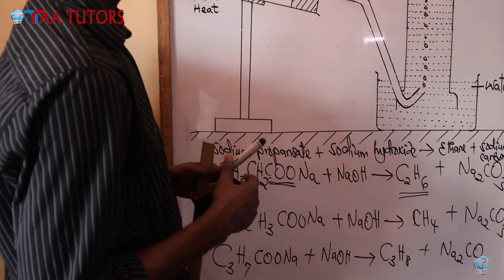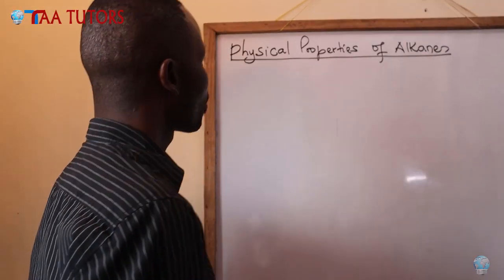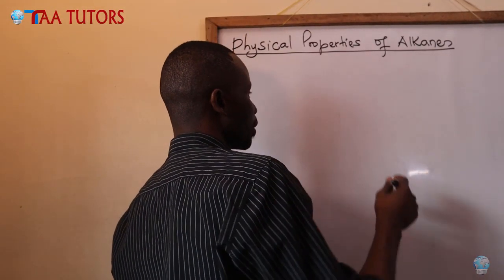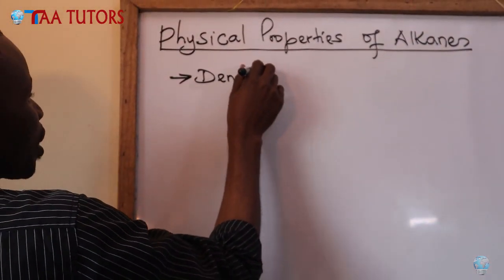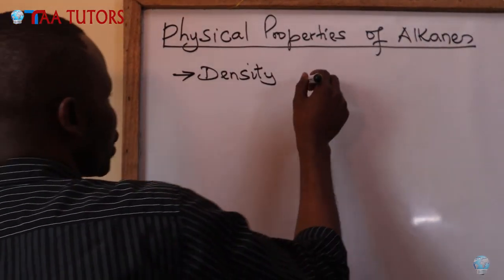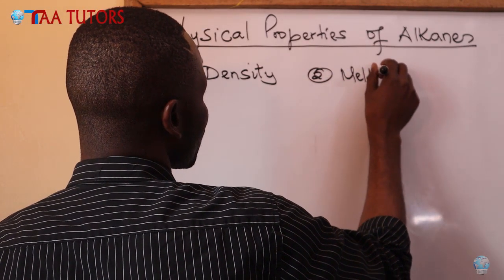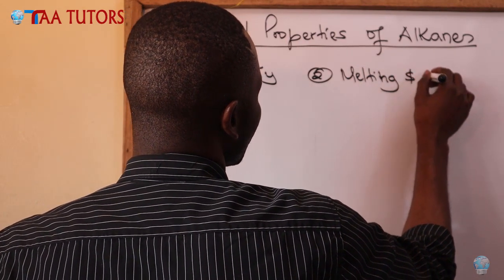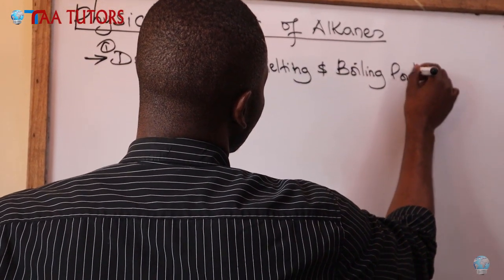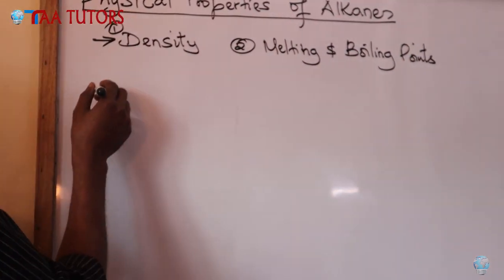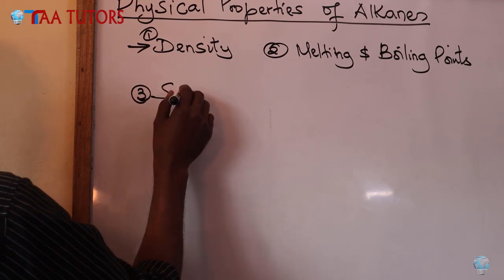So viewers, we are going to go to the next thing. We are going to look at the physical properties of alkanes. The physical properties of alkanes are very simple. We are going to look at a few features. The physical properties will start with density. That's number one. Second one, I will speak about melting and boiling points. Number three, we are going to talk about solubility.